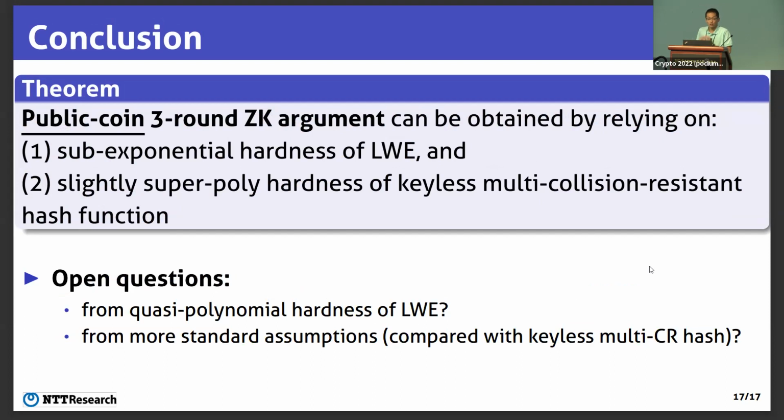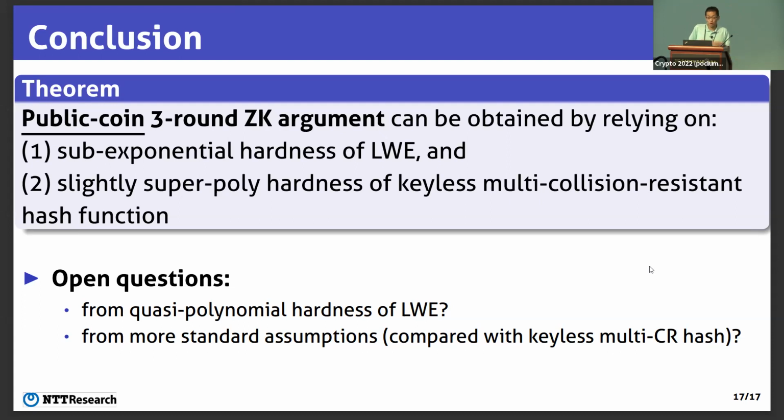So an interesting open question is to weaken the assumption of our result, and in particular, weaken the assumption about LWE from sub-exponential hardness of the LWE to the corresponding polynomial hardness of the LWE. If we can do this, we can close the gap between public coin 3 round zero knowledge and the private coin one.